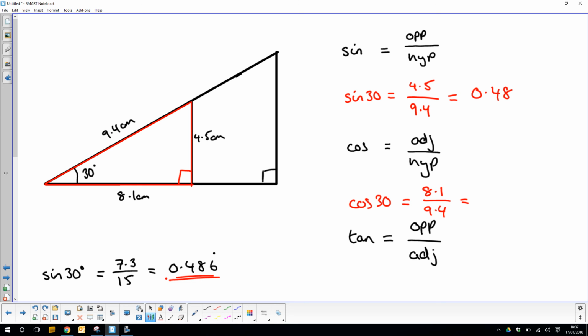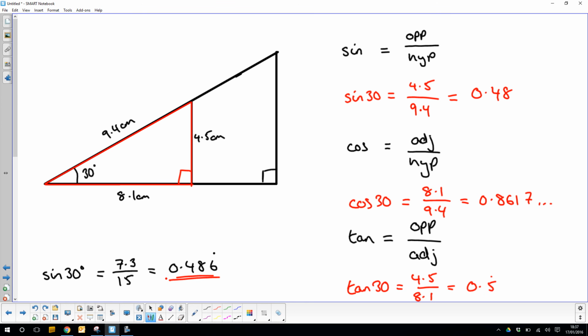And that is 0.8617, leave that. And finally tan of 30 is the opposite divided by the adjacent. So that's 4.5 divided by 8.1. And that is 0.5 recurring. So there we have 3 new values.